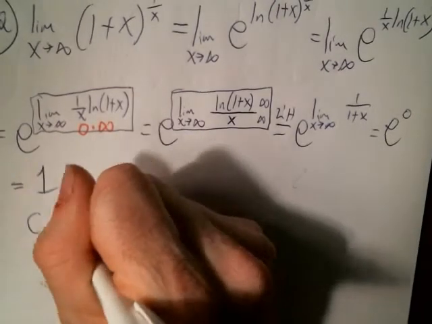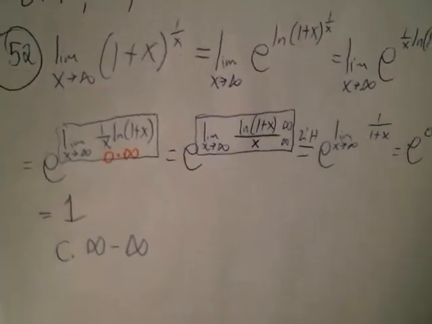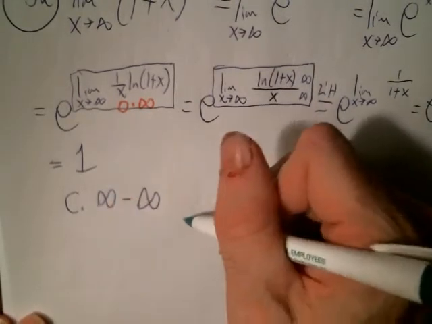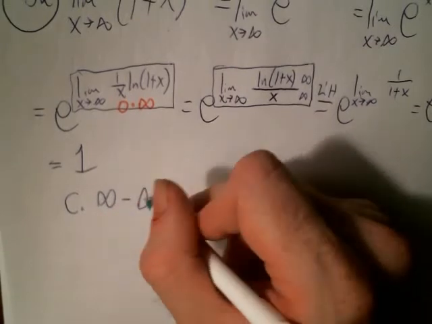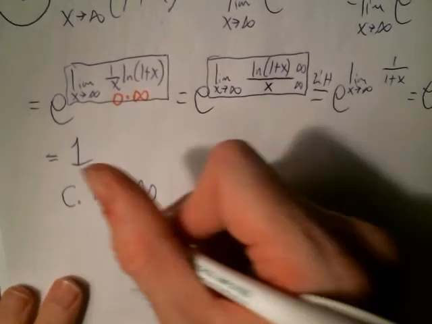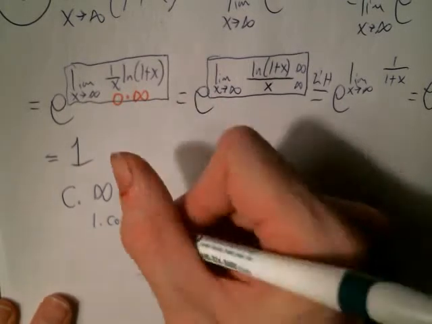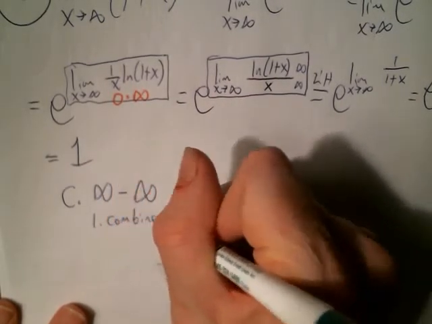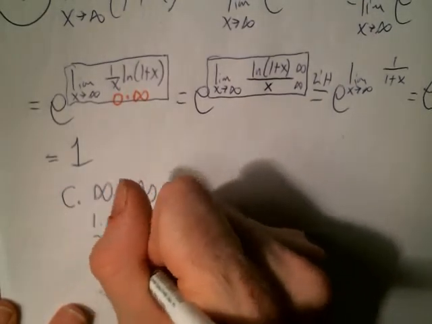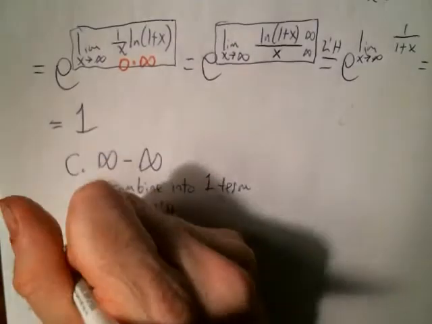The last form is where you have an infinity minus infinity type. Now, infinity plus infinity is not this indeterminate form. Infinity plus infinity is infinity. It's only when you have this competition between positive infinity and negative infinity that you have to work with L'Hopital's. And usually, and I say usually because we saw in this last example it's not always going to be the case, what you do is combine into one term and then use L'Hopital's. Okay, so let's look at 59.